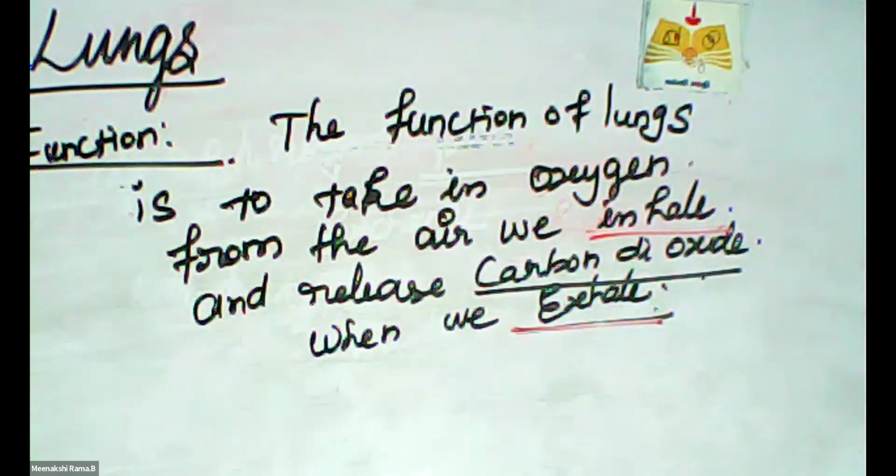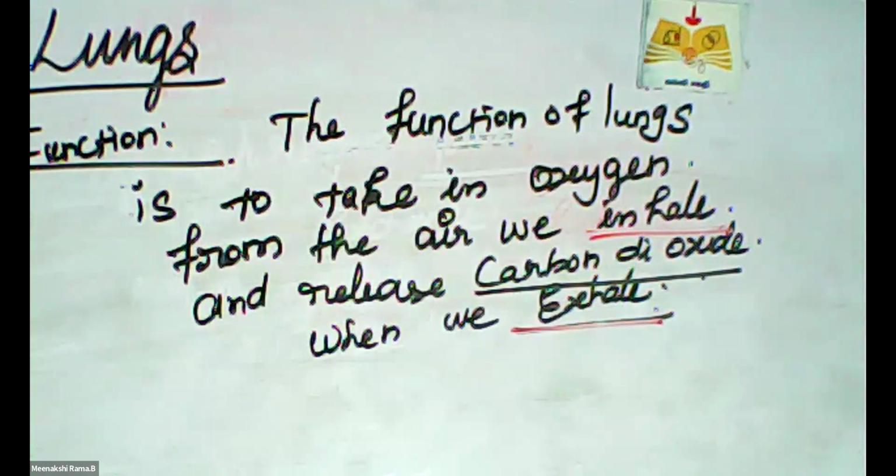There are major categories that are important to survive: air, water, food, shelter. Air is one of the important parts. So the primary function of the lungs is to take in oxygen from the air when we inhale, and release carbon dioxide when we exhale.